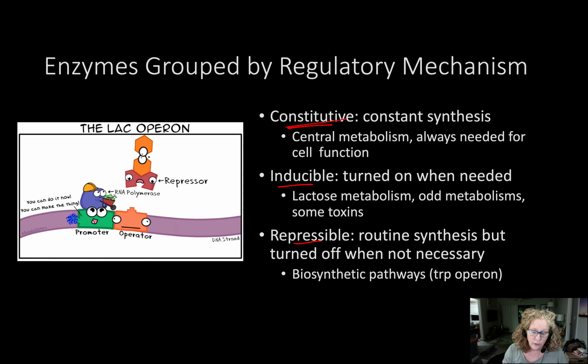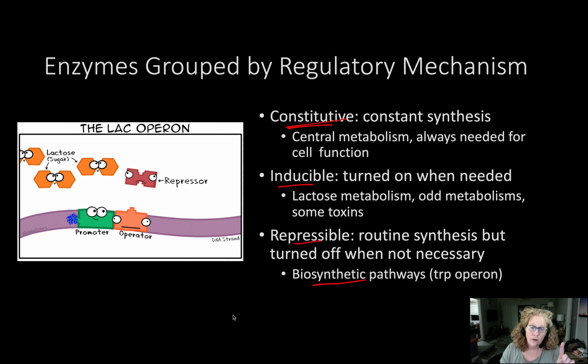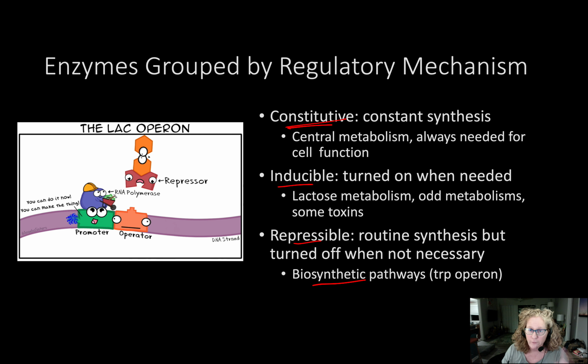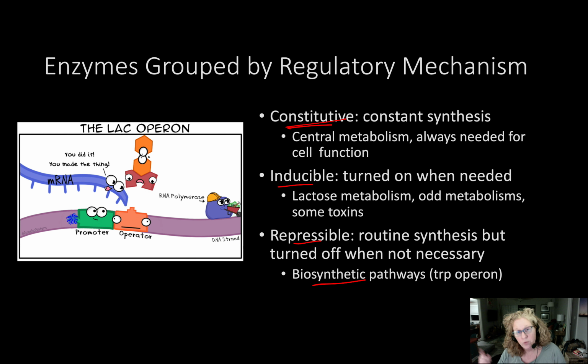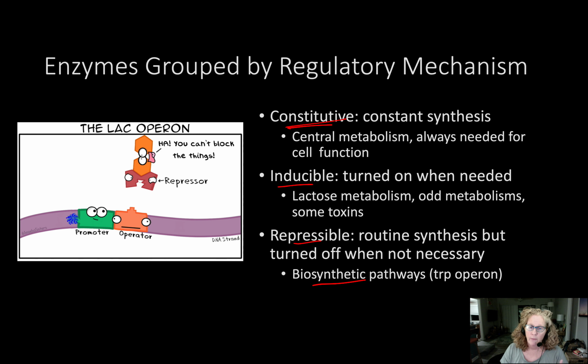When tryptophan levels are high enough and the cell does not need to produce any more tryptophan, it will actually turn off that operon. And so that operon would be repressed, whereas another operon is on all the time and turned off when we don't need it. The other is one that's turned off all of the time and then induced or turned on when we need it. So the enzymes that come from these different groups are grouped by their regulatory mechanism. Is it a constitutive enzyme? Is it inducible? Is it repressible?